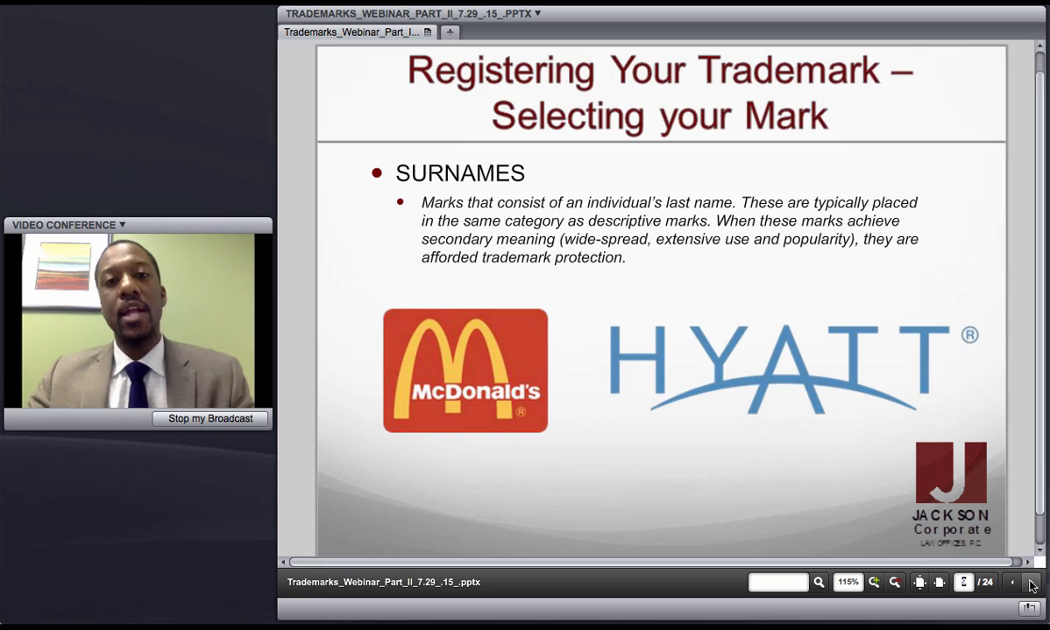Now, surnames. There are a lot of individuals who create businesses or products where they want to incorporate their last name into that product or service. Now, these are generally in the same category as descriptive marks, and you cannot register the trademark of a surname unless it has achieved a secondary meaning. So, like McDonald's and Hyatt. McDonald's was only able to receive federal registration because it became the behemoth of a company that it is today. And the same thing with Hyatt, because whenever you say McDonald's, people automatically think of burgers and fries.